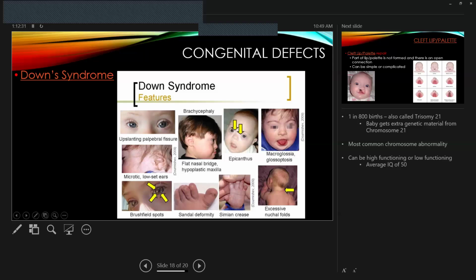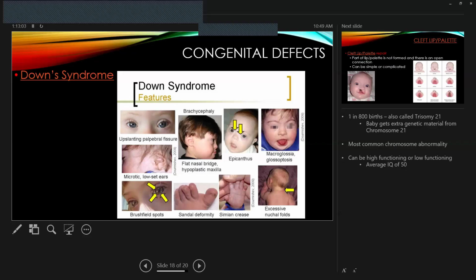Okay, so Down syndrome has a wide variety of features that can be associated with it, but not all children with Down syndrome have all of these features. Down syndrome happens in 1 in 800 births. It's also called trisomy 21 because that baby's getting extra genetic material from the 21st chromosome. Down syndrome is the most common chromosome abnormality.